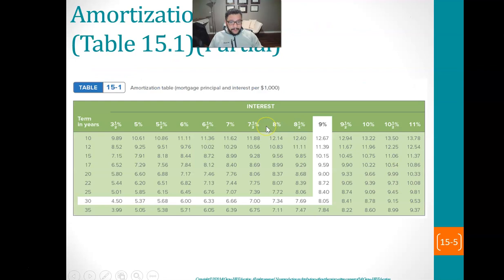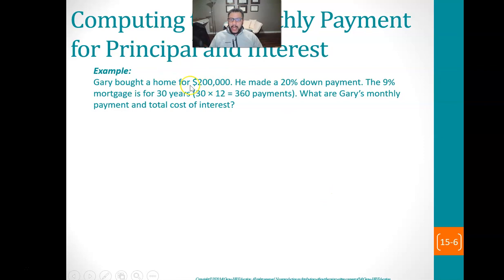So going back, his total payment, 9%, 30 years, he's going to pay 805 per thousand. But how many thousand is he borrowing? You could say, well, 200. No, he put 20% down, right? 20% of 200,000 is 40,000. So he put 40,000 down. So how much is he borrowing? Only 160,000.